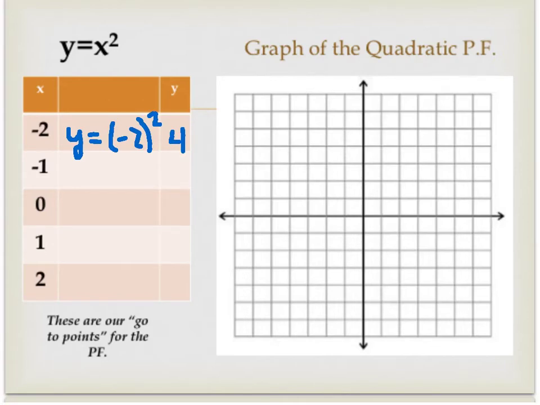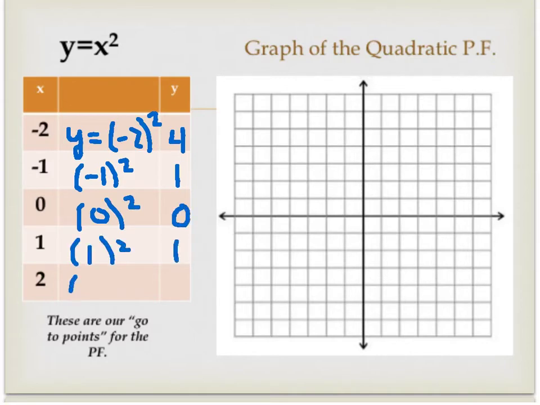When I plug in negative 1, negative 1 squared is going to give me a positive 1. When I plug in 0, 0 squared is 0. When I plug in 1, 1 squared is 1. When I plug in 2, 2 squared is 4. So let's go ahead and plot these points.